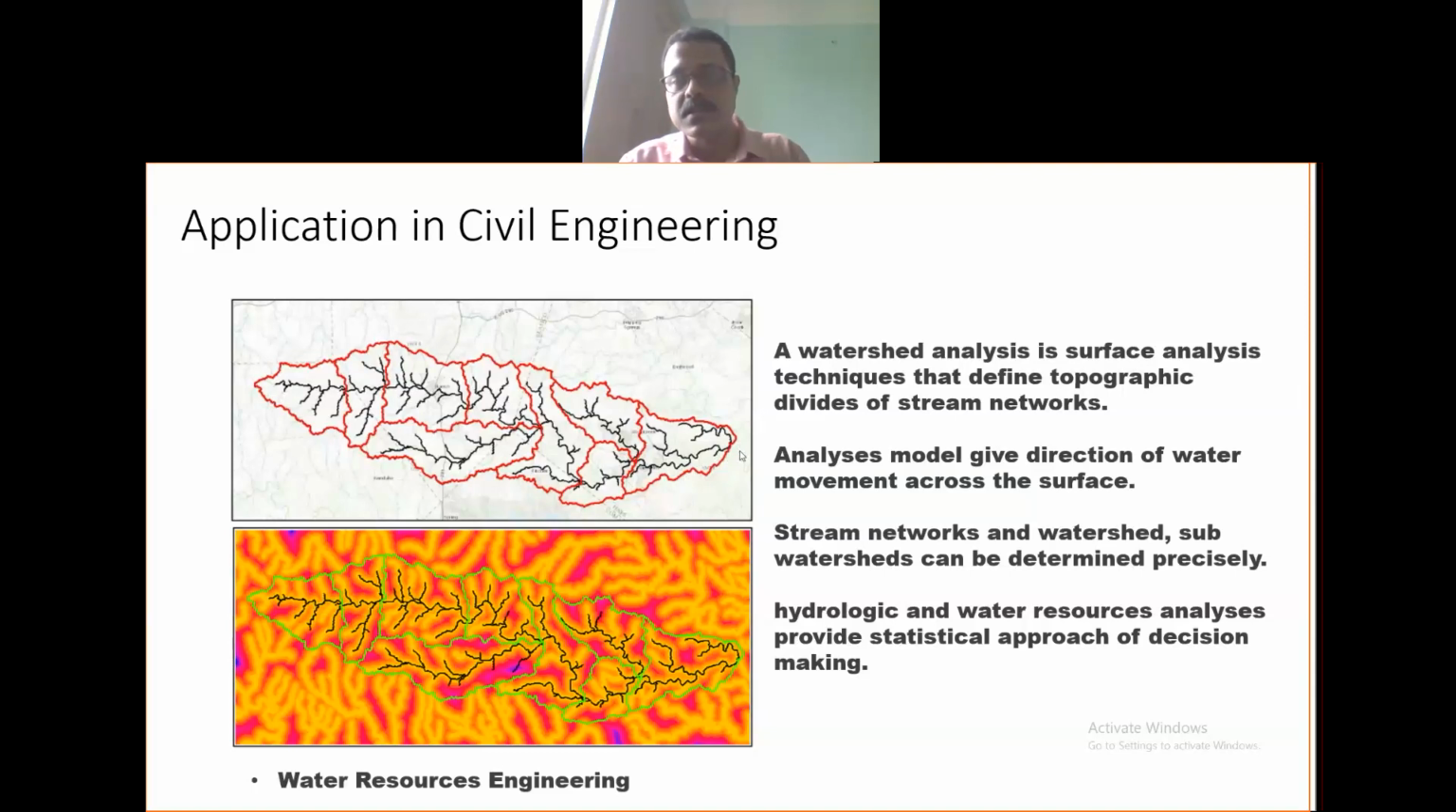Can you see it on the screen, the cursor? So this is the concept of the basin. Because if you want to plan any water resource, or if you want to really manage your waters, you cannot really go by the political boundary.